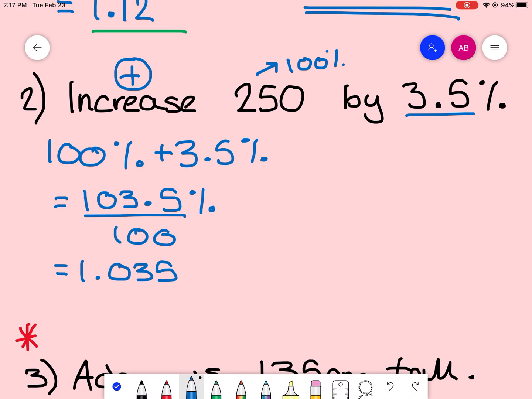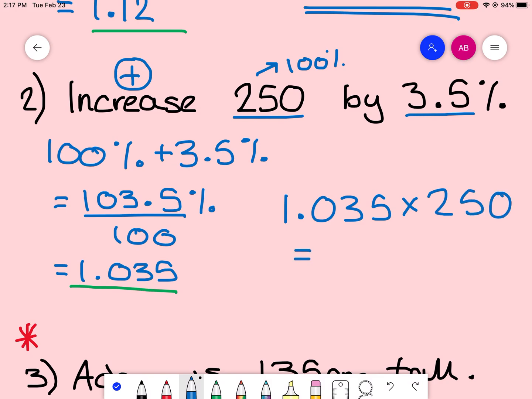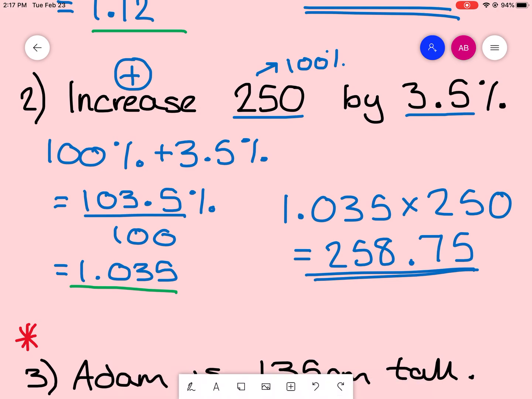1.035. Now, with that decimal, just like I did in the previous example, take that decimal and times it by the original amount within the question, which is 250. So to your calculator, 1.035 times 250, we will get 258.75. Okay, there's no units on this one, so our number can just stay as it is. As we can see, 258.75 is bigger than 250, so that should make sense.